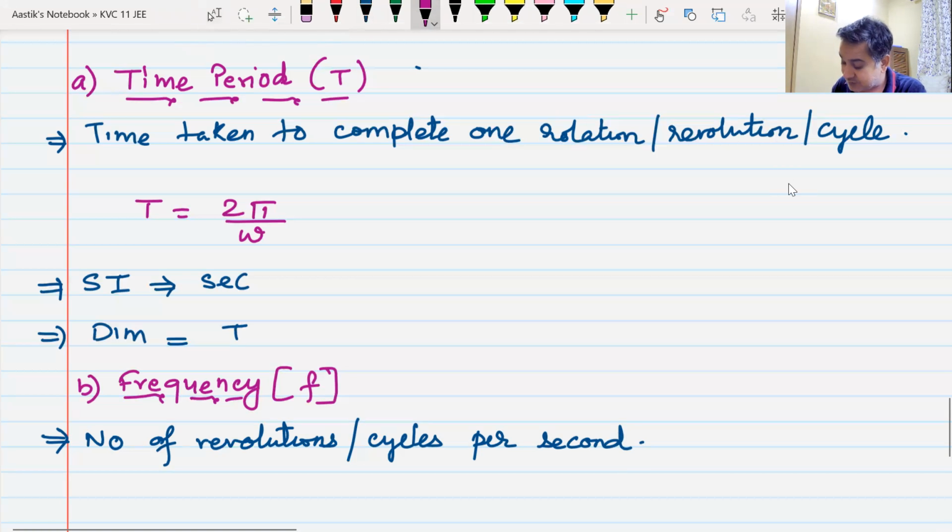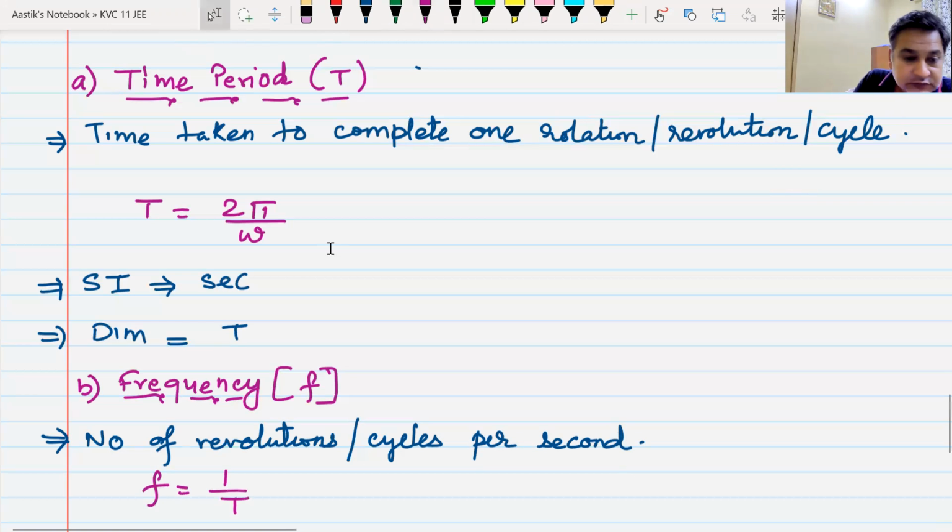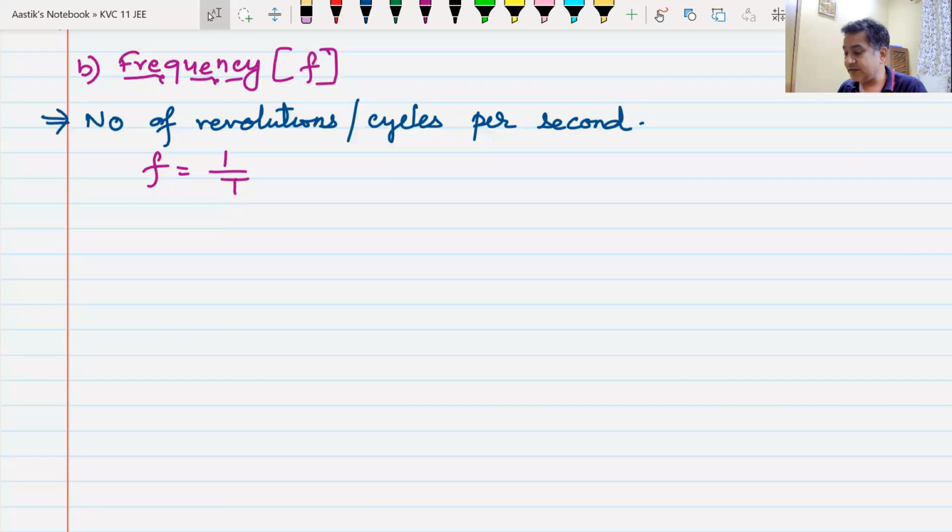Then the relation between frequency and time period. Frequency is 1 by t. Do we know this? Frequency is 1 by t.